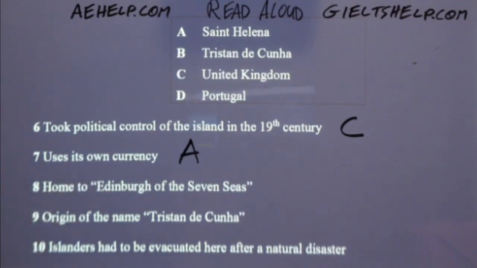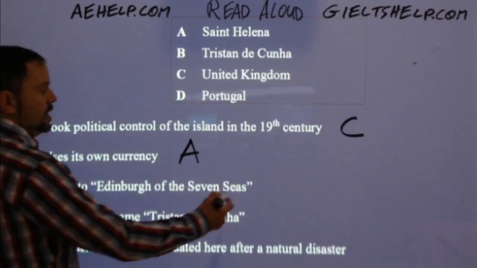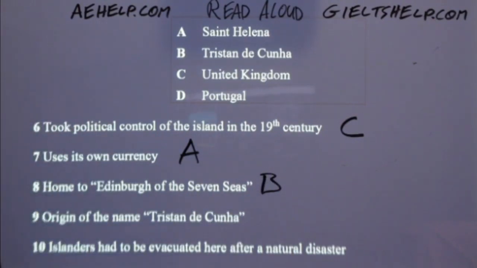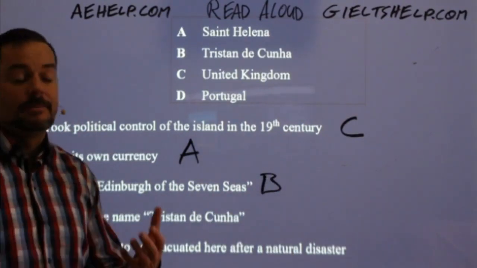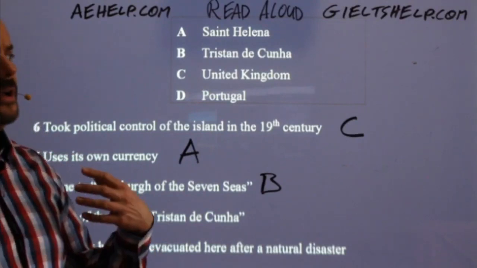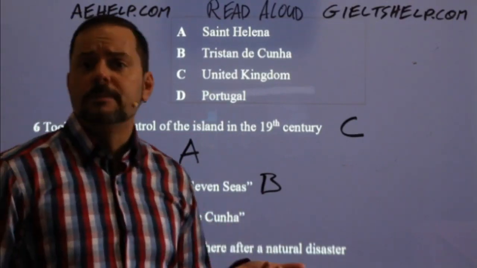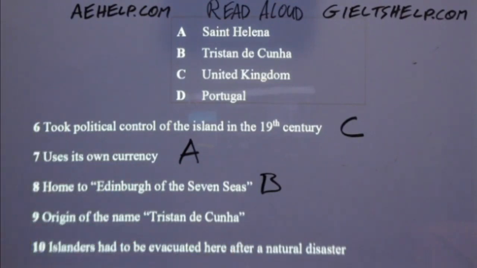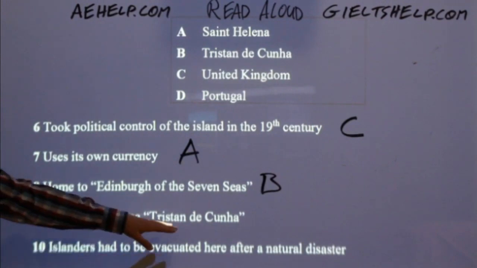What is home to Edinburgh of the Seven? That's right. Very good, Preeti. Yeah, it's Tristan da Cunha. The passage says that's where most people live. Okay, hopefully you kept that in mind. That was very clear. They said on Tristan da Cunha, most people live in the settlement known as Edinburgh of the Seven Seas.